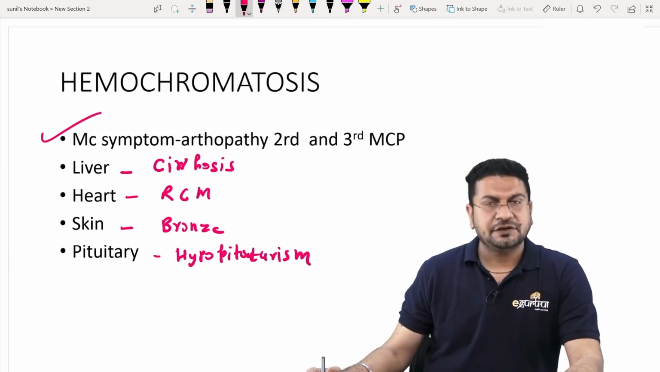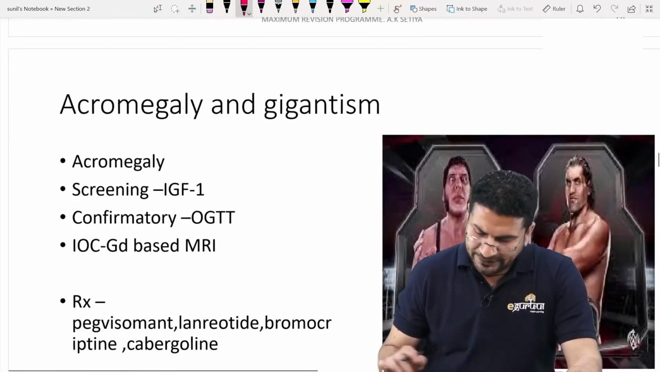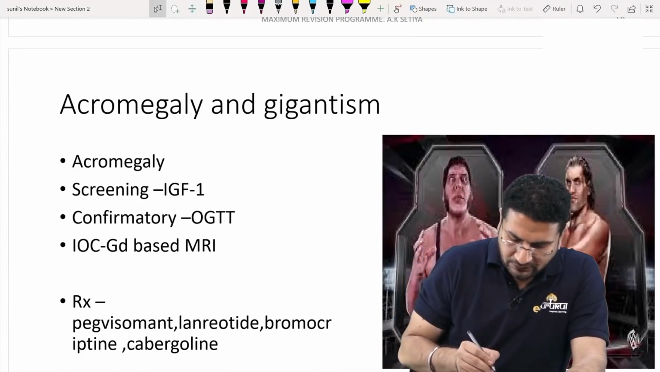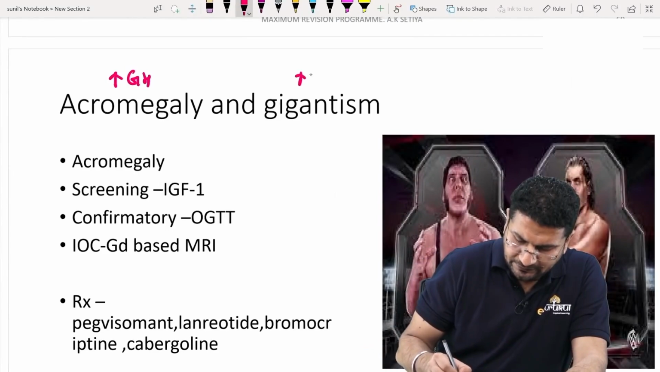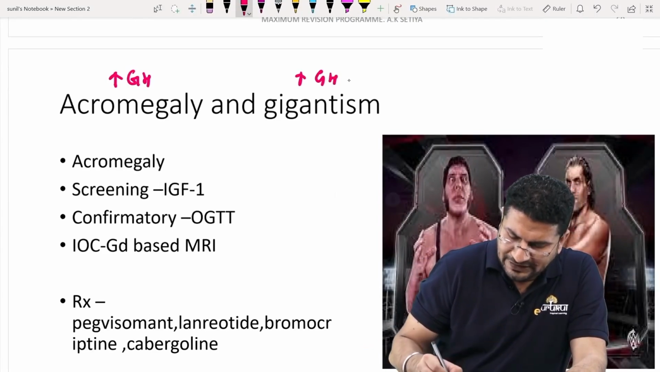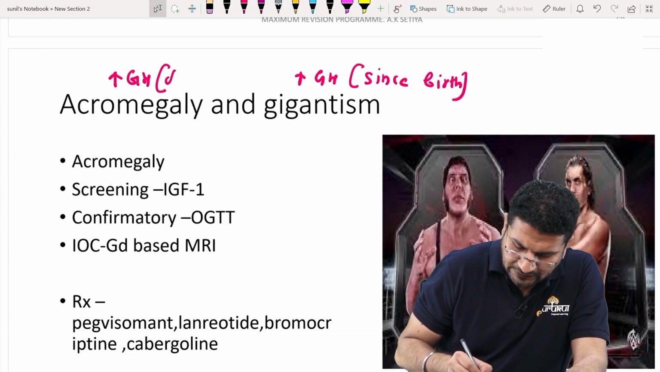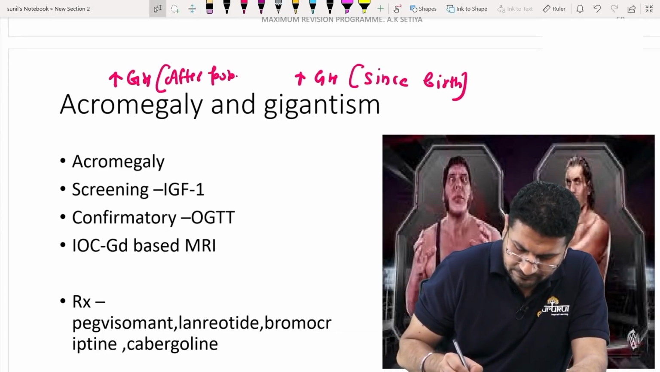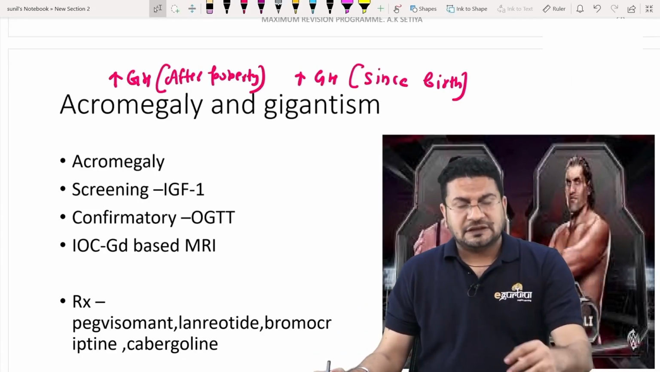So understand this, here we use an iron chelating agent like desferoxamine. Acromegaly and gigantism both have an increase in growth hormone. But gigantism is something that is since birth. It is an increase in growth hormone since birth, and acromegaly is an increase in growth hormone after puberty. So more or less both are the same disease.